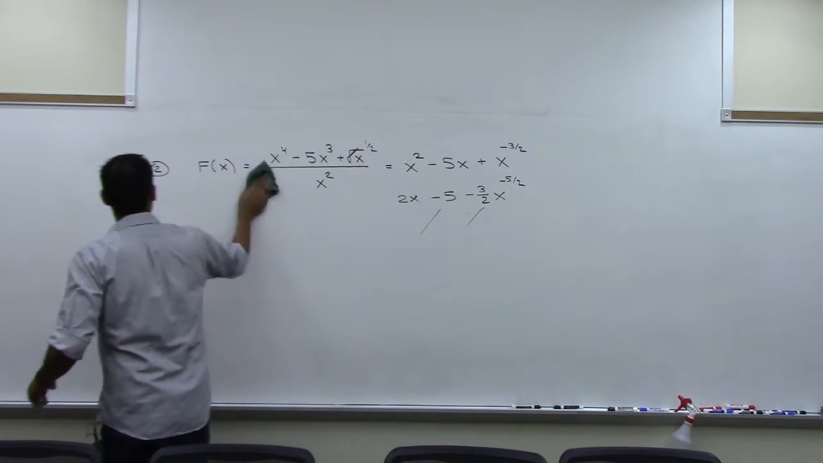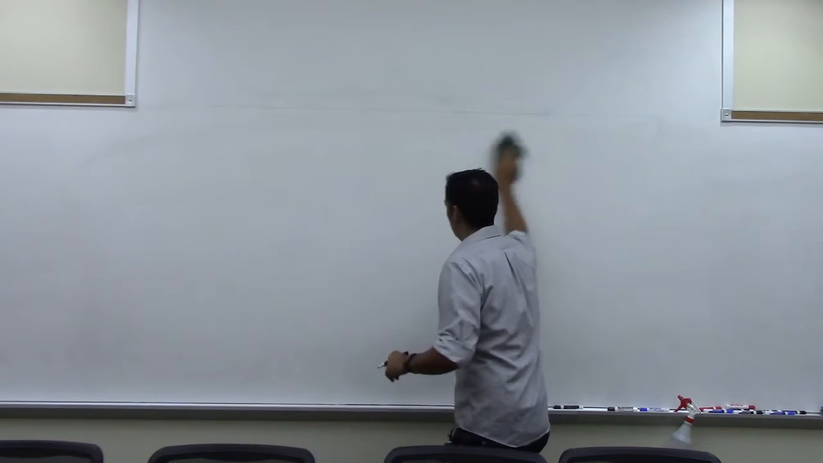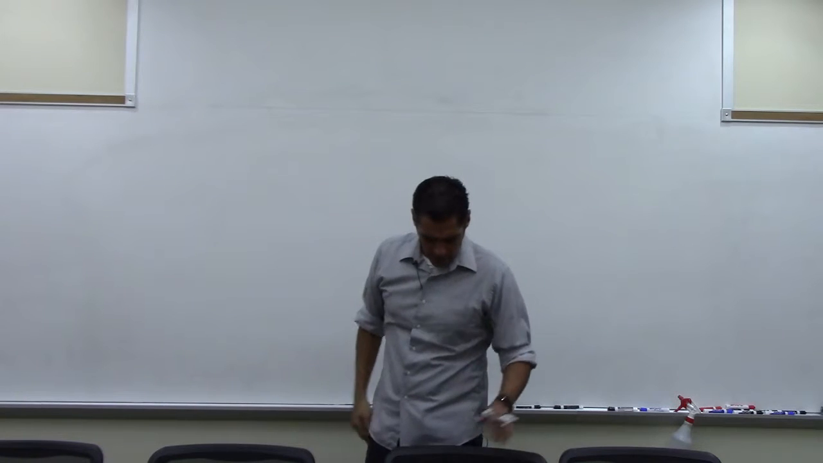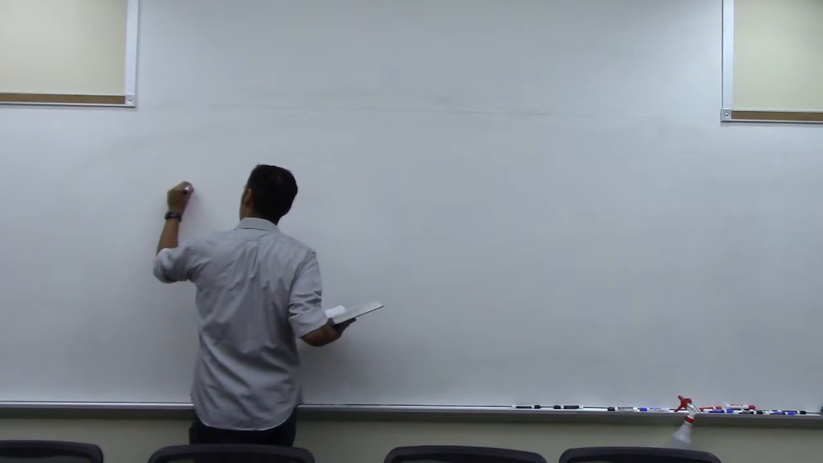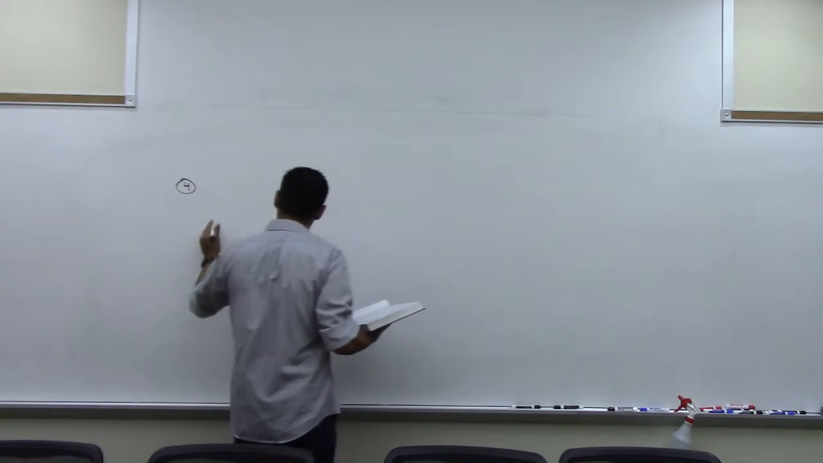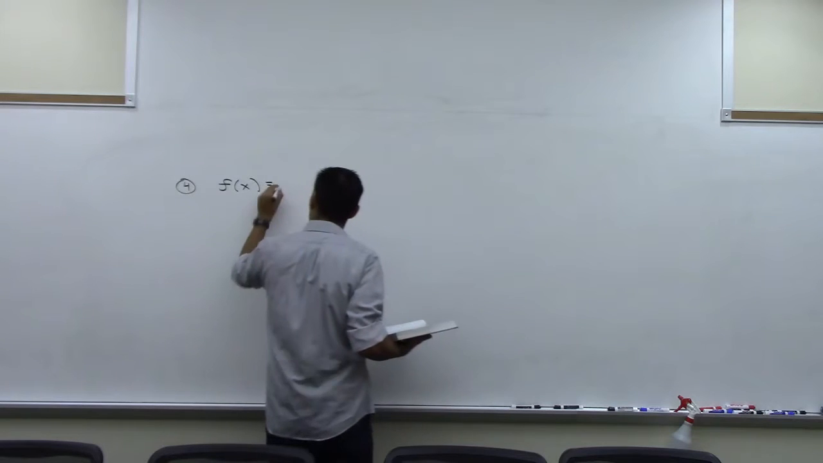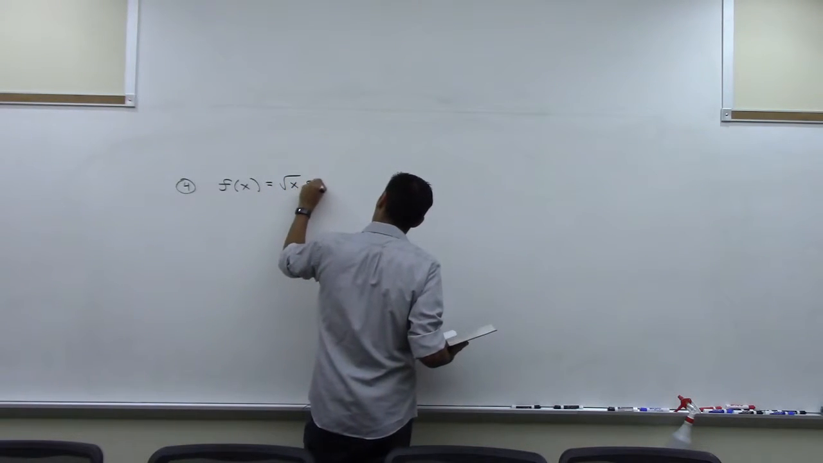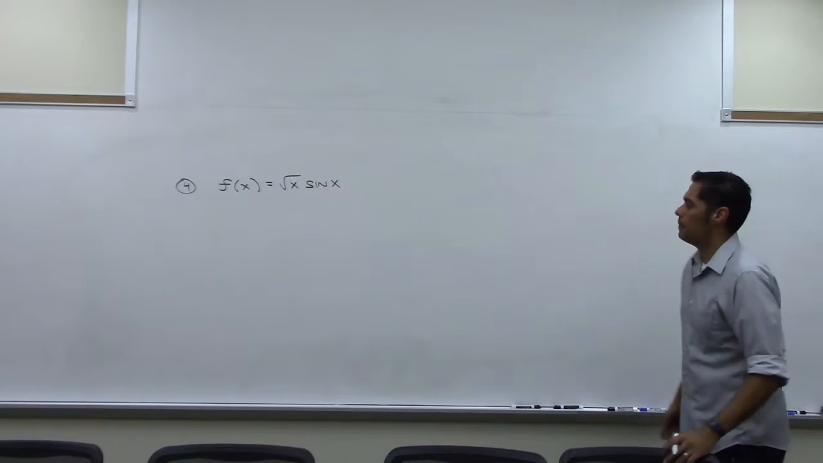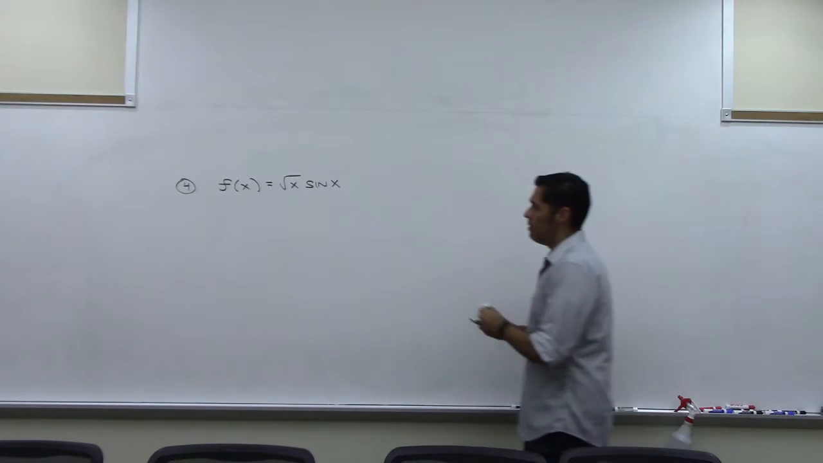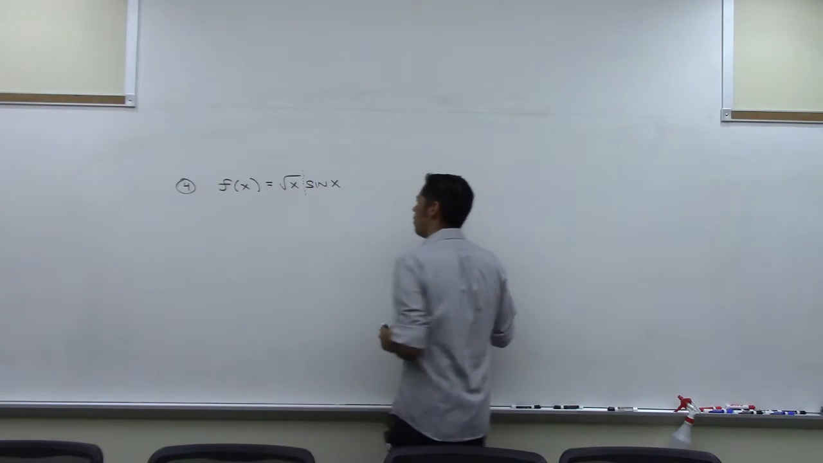All right. Let's look at number 4. Okay, so number 4, we get f of x is square root of x times sine x. So we notice here that we have a product right there. There's a product occurring right there.